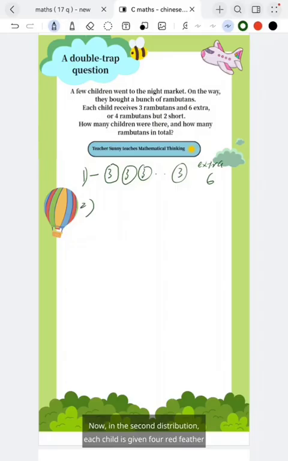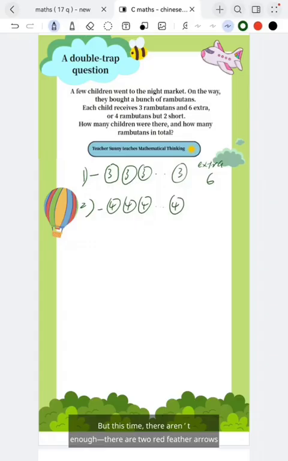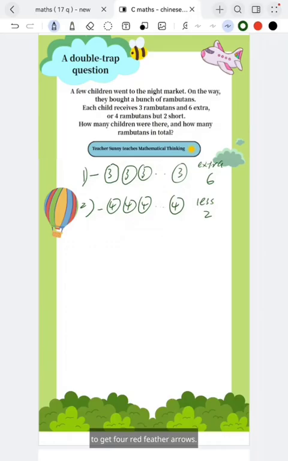Now, in the second distribution, each child is given 4 red feather arrows, and so on for each child. But this time, there aren't enough, there are 2 red feather arrows missing. There are still 2 red feather arrows short in order for each child to get 4 red feather arrows. Alright, so we need to make up for what's missing. We need to add the missing ones.